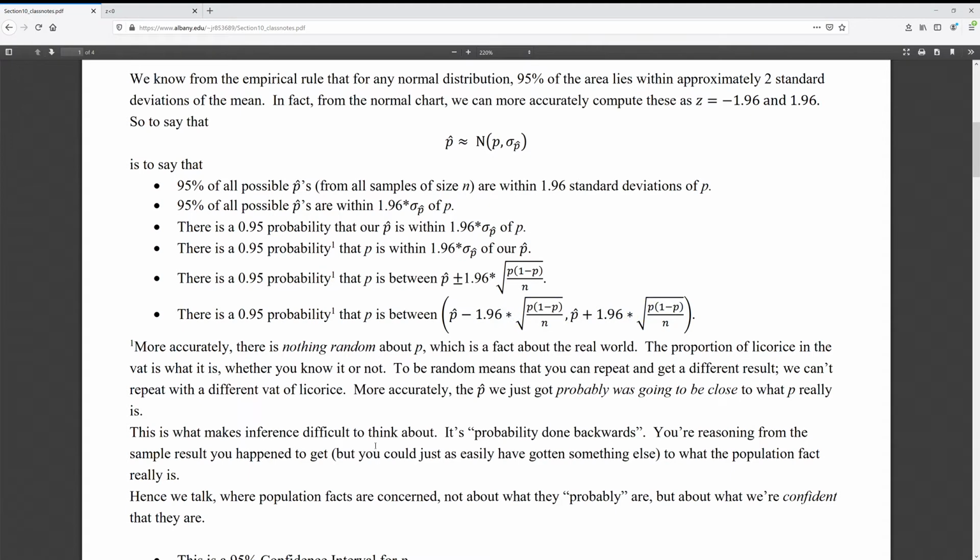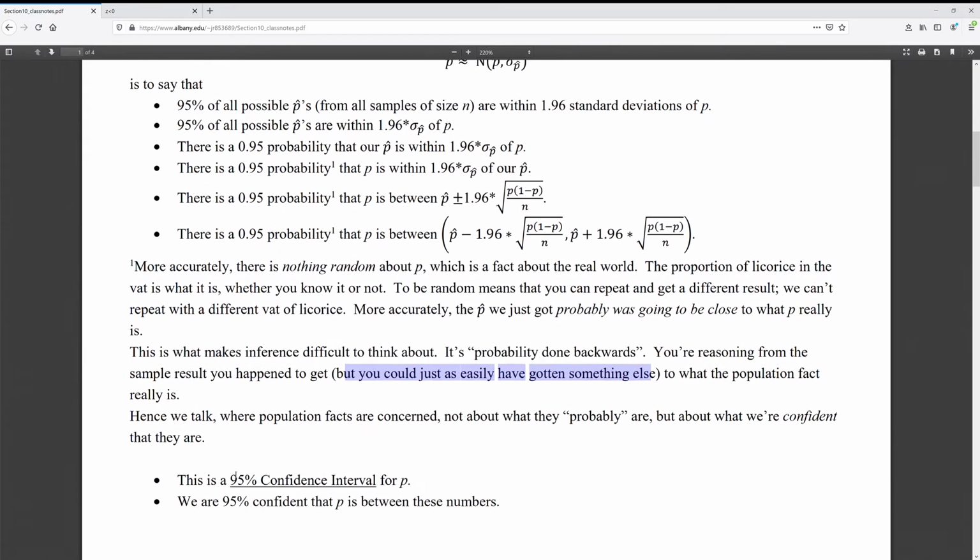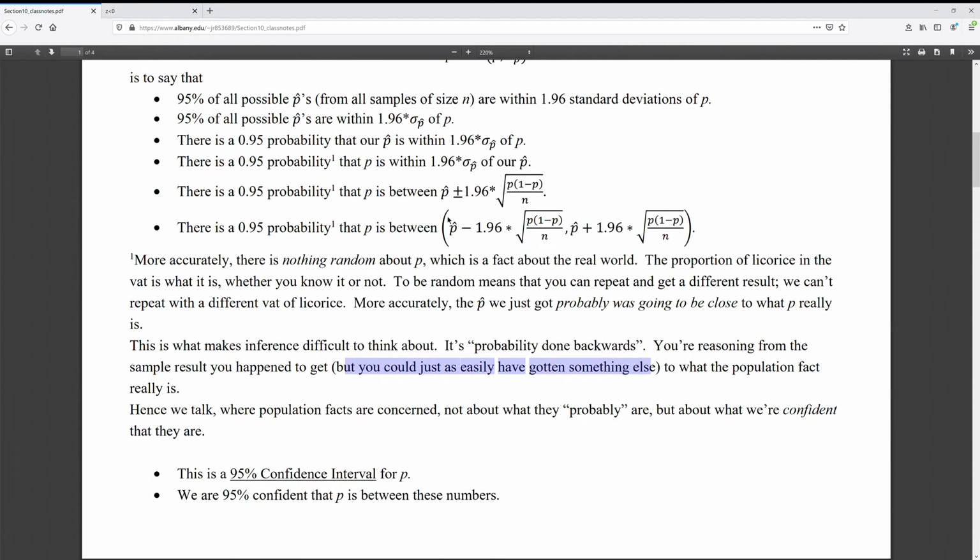This is what makes inference difficult to think about. It's probability done backwards. You're reasoning from the sample result you happen to get, but you could just as easily have gotten something else, to what the population fact, the parameter, really is. Hence, when we talk about what population facts are, we don't talk about what they probably are. They're not probably anything. We talk about what we're confident about. So, to be technically accurate about it, what we have is a confidence interval, specifically a 95% confidence interval for P. We are 95% confident that P is between, well, compute the numbers.